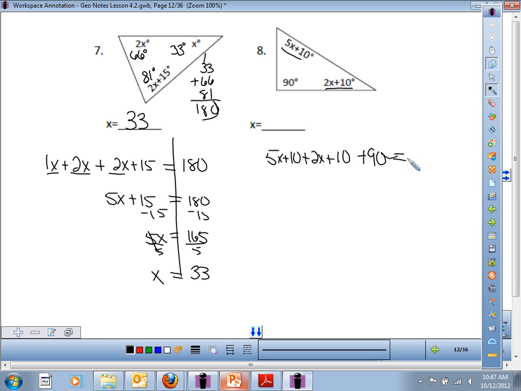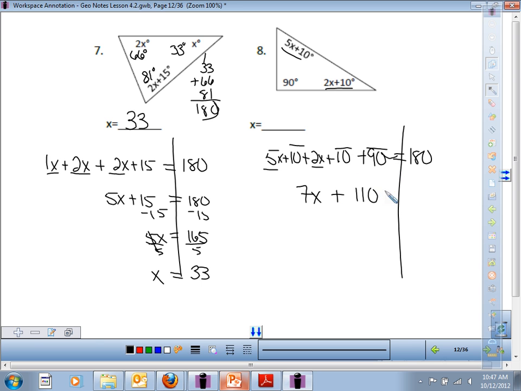Plus 90 equals 180. Now again, we have something on the same side of the equation. 5x and 2x is 7x. And then we have 10, 10, and 90. Well, that's going to be 110 equals 180. These are good algebra skills. Minus 110, minus 110. 7x equals 70. Divide by 7. x is 10. So this is 10.